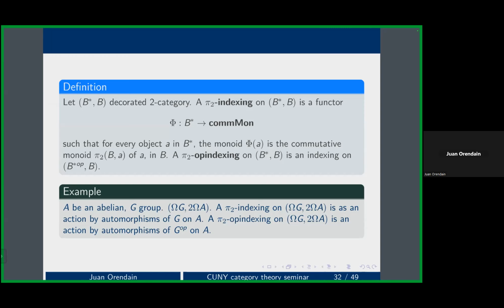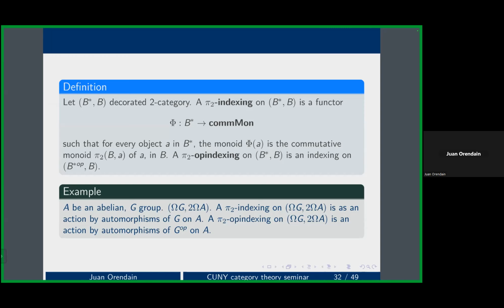So suppose B star comma B is a decorated 2-category or a decorated bicategory. Then a π2 indexing on B star comma B is a functor phi from the decoration B star to commutative monoids, such that for every object A of B star, phi of that object is the commutative monoid π2 of B comma A. And obviously, if you have a morphism from A to B, then phi of that morphism will be a morphism of commutative monoids from π2 of the first object into π2 of the second object. Now, π2 up indexing is the same thing, just you consider the opposite category of the decoration.